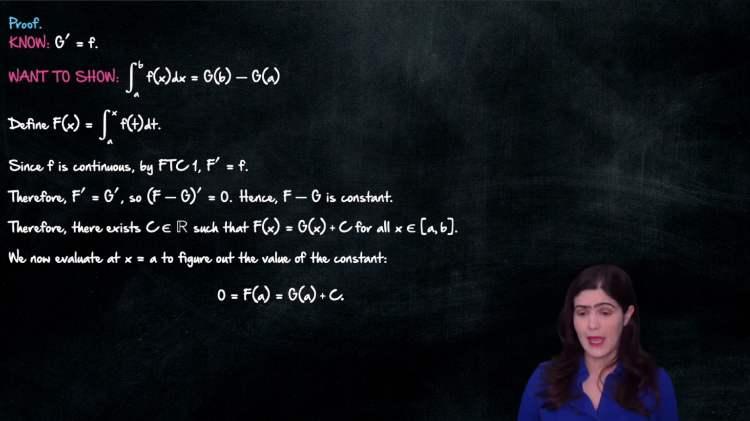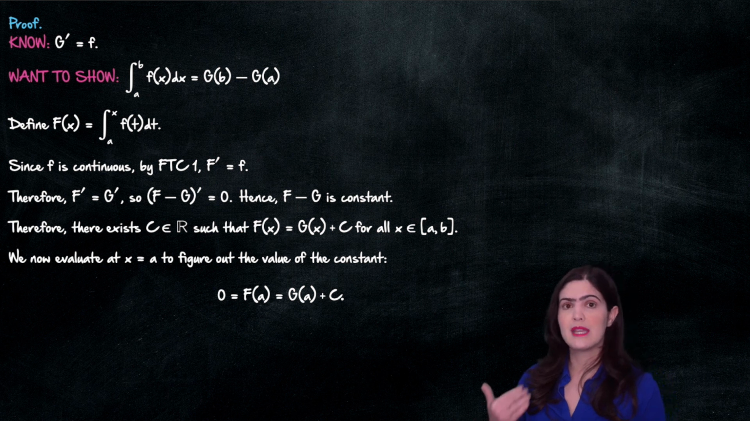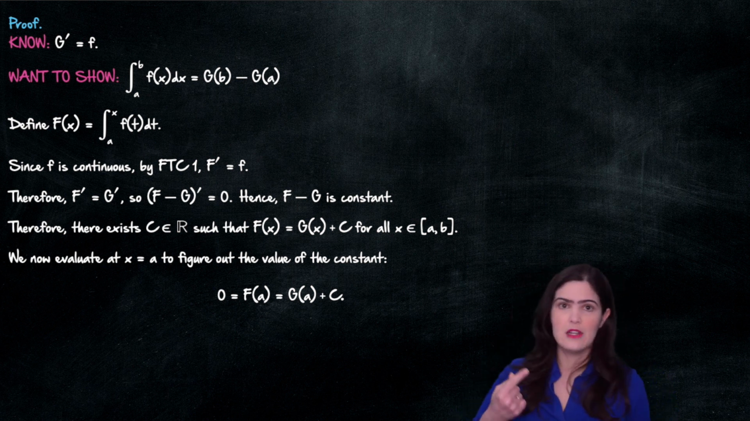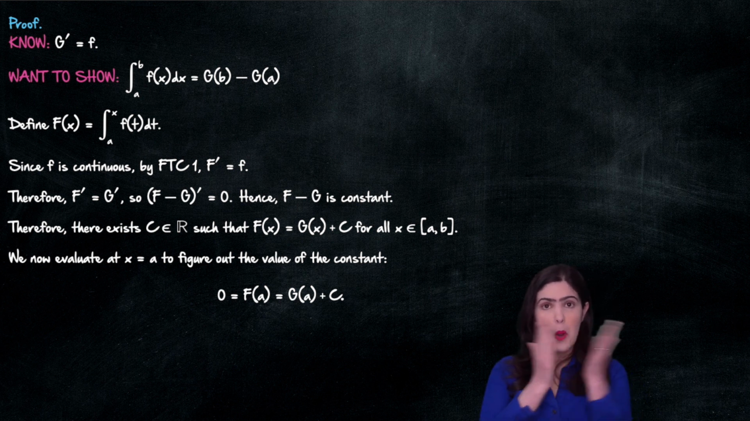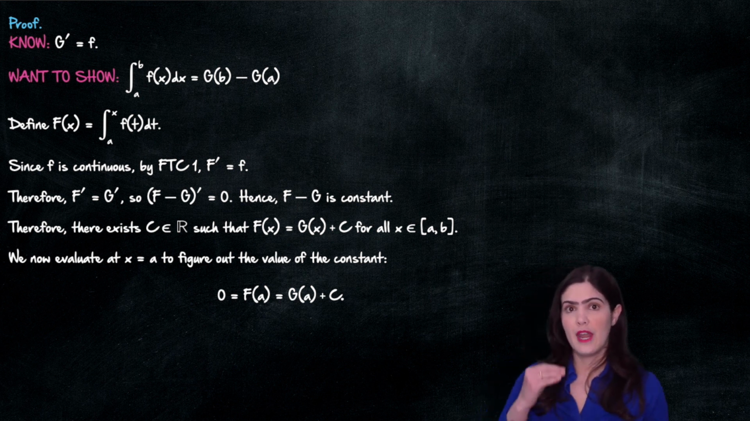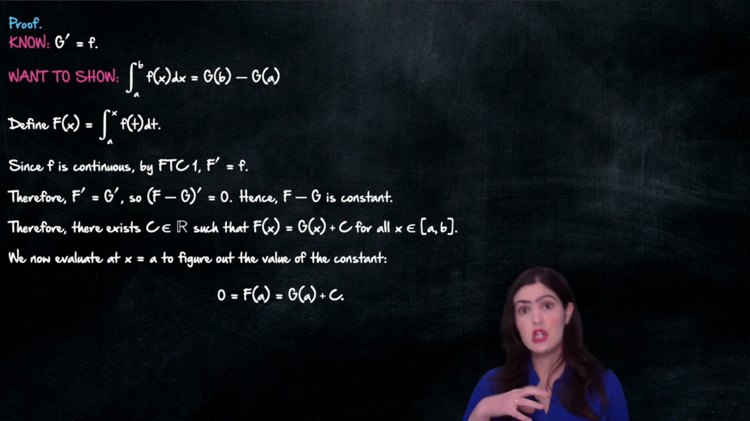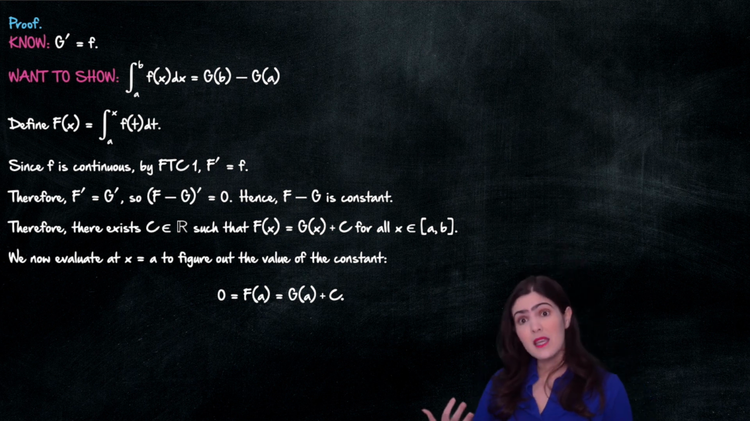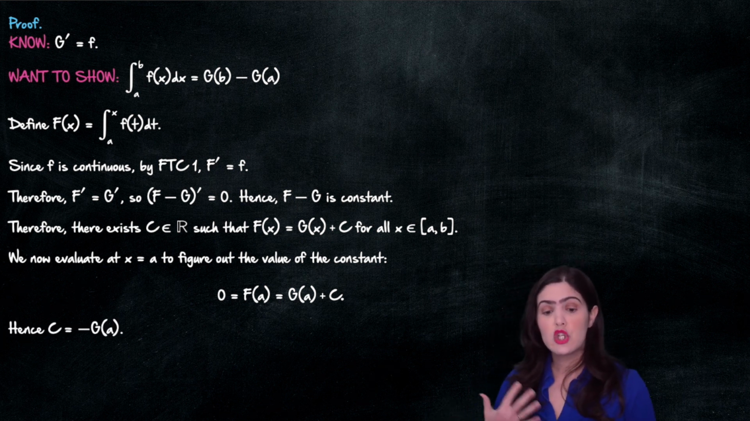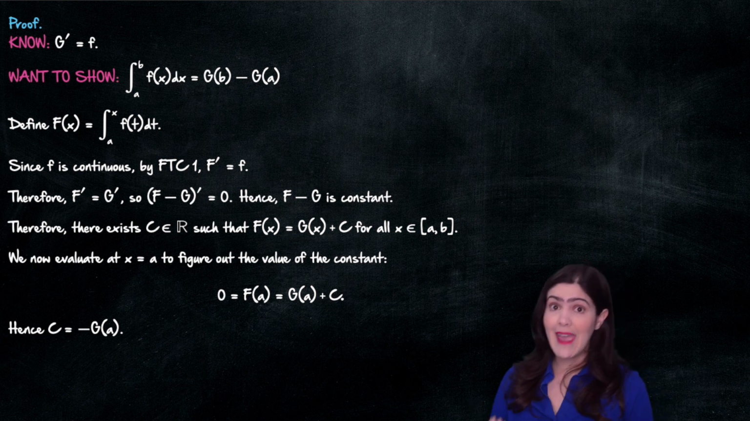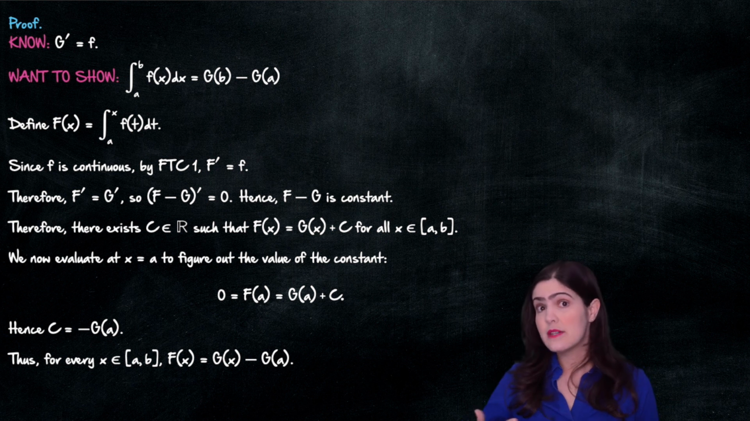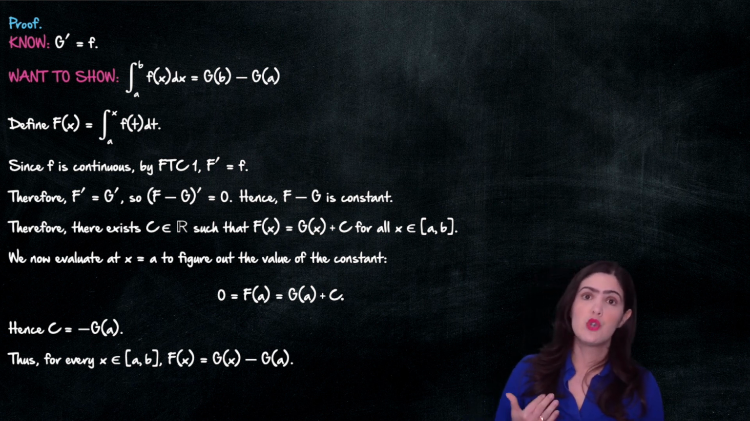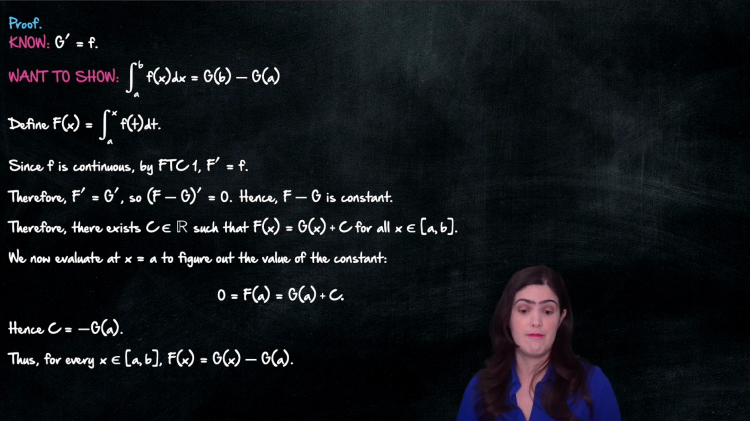Now, big F(a) is 0, because that's the integral from a to a of f(t) dt. So the width of my region is 0, so there is no area there. So we know that big F(a) is 0, but big F(a) is also going to be g(a) plus c. So that tells me that c should be minus g(a). Okay, so then that tells me that for every x in the interval [a, b], F(x) is equal to g(x) minus g(a).